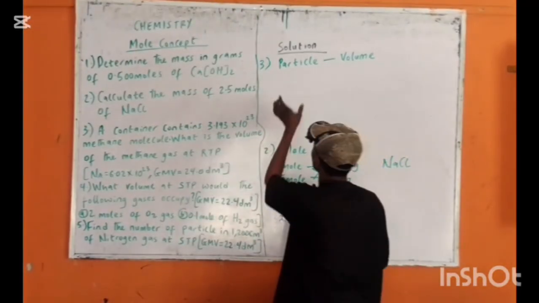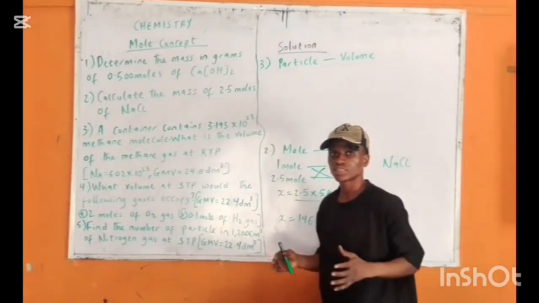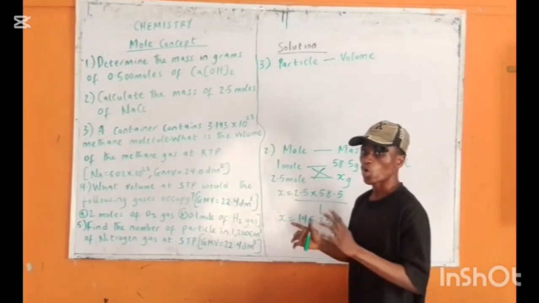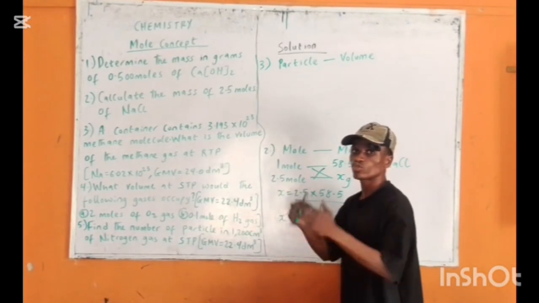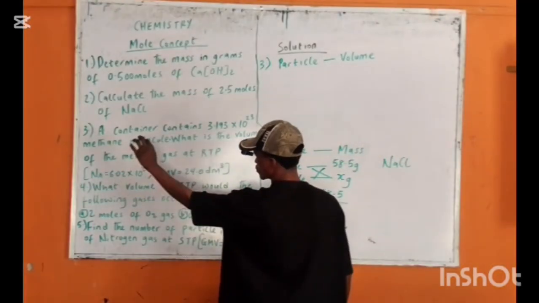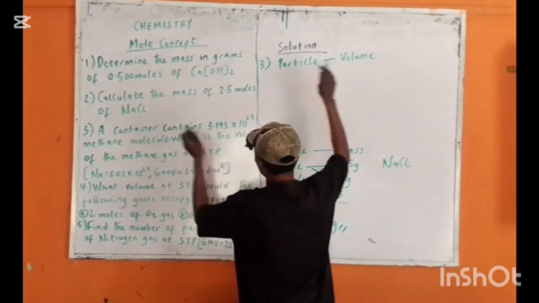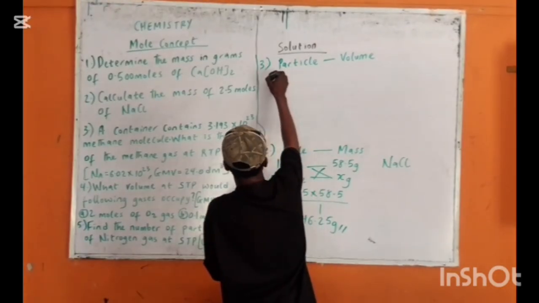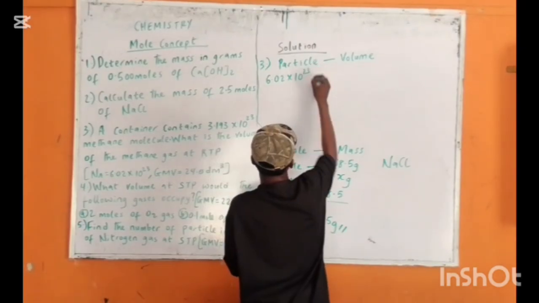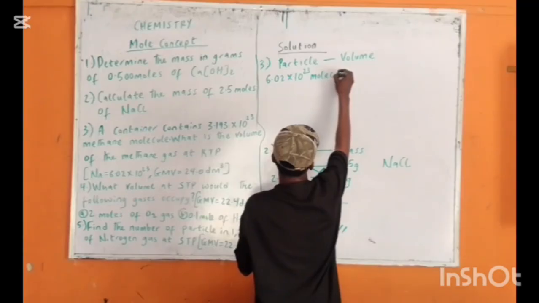Before the question, 1 mole of any substance contains what number of particles? Avogadro's number or Avogadro's constant, which is 6.02 times 10 raised to the power 23. So 1 mole of any substance contains 6.02 multiplied by 10 raised to the power 23. The particle we are having here is what? Molecule. So we are having molecules.